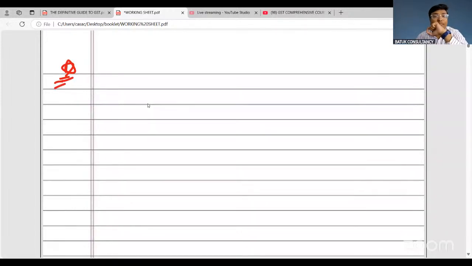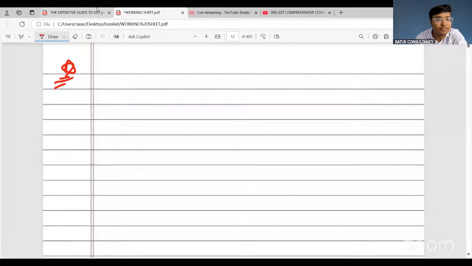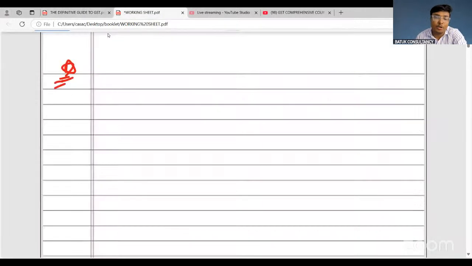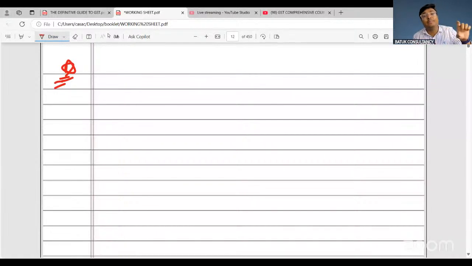Now, मैं कहाँ था? Composite and mixed supply. Yes. So section number 8 is there. First, we'll check the memory technique. To recall, this section number 8 is related to mixed and composite supply. Although those who have already done our memory technique session, in that case not an issue. They also have the idea about the memory techniques, but I am sharing the same for your knowledge.